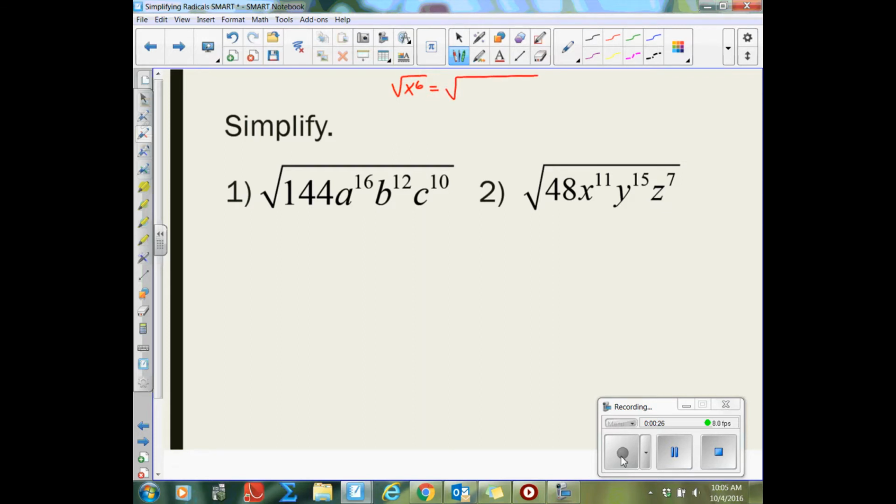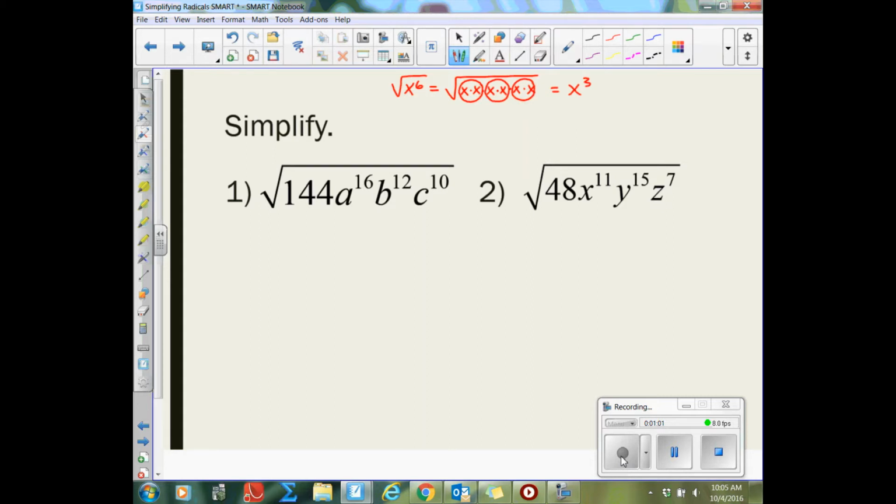X to the sixth means we have 6 factors of x. And if we're asked to find a square root, we're looking for 2 matching factors. There's one, a second one, and a third one. So the square root of x to the sixth is x cubed. There were 3 pairs of factors of x.